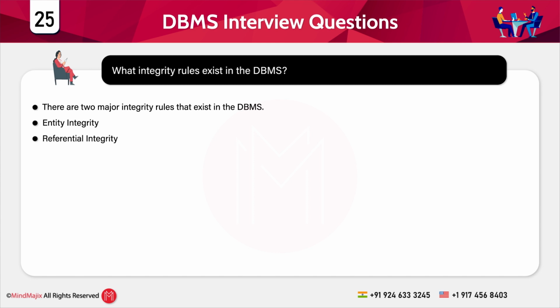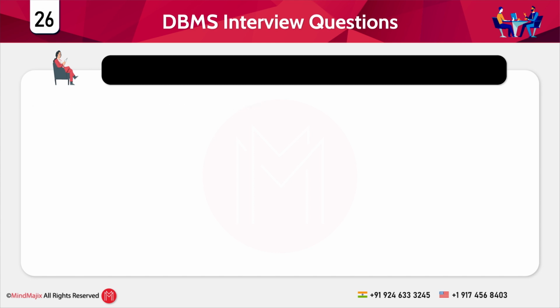Now if you talk about referential integrity, this rule is related to the foreign key, which states that either the value of a foreign key is a null value or it should be the primary key of any other relation. So these are the rules related to integrity in the DBMS. So guys, now let us move to the next question. The next question says, explain different types of keys in a database.